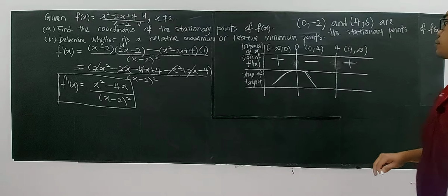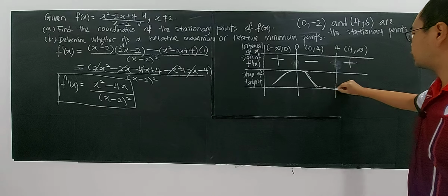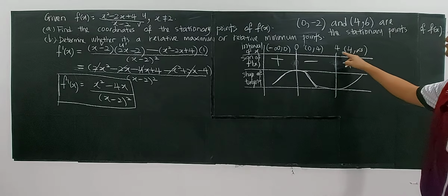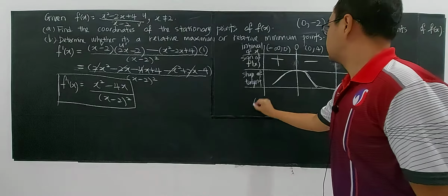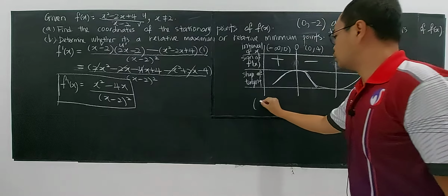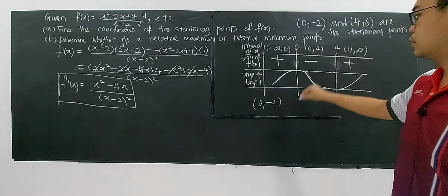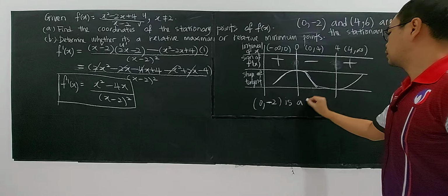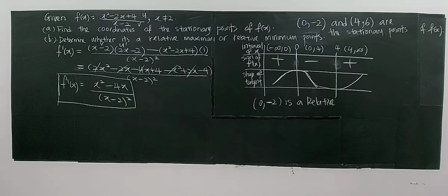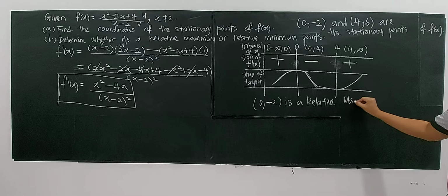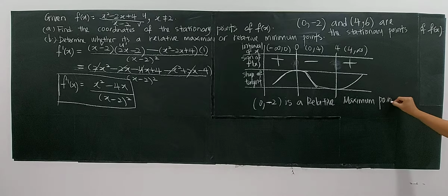And for 4, you see, it's negative followed by positive, right? So this is a relative minimum point. So I have to state (0, -2). Based on the first derivative test, it's a relative maximum point. Okay, relative maximum point.